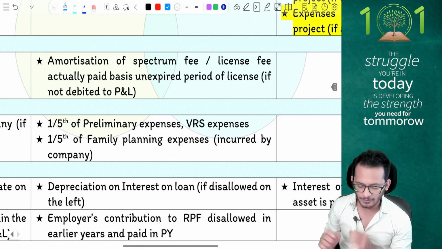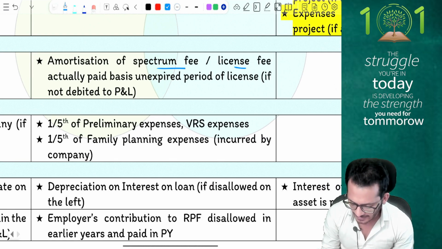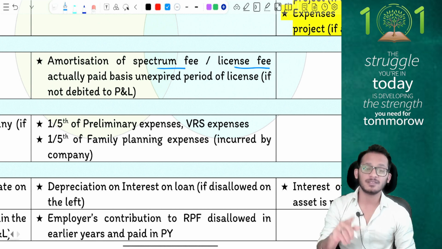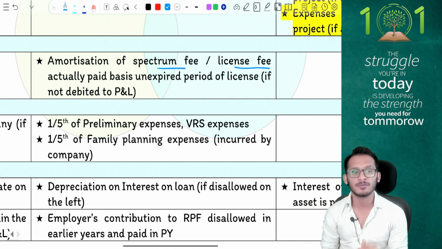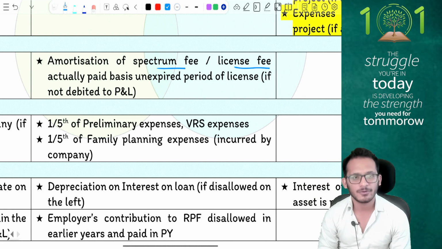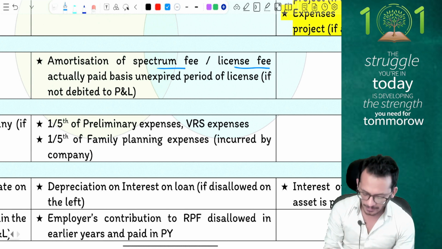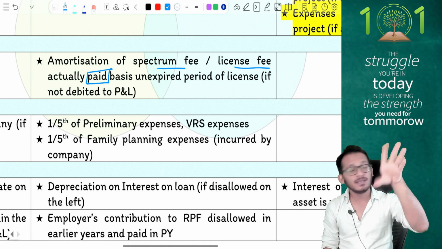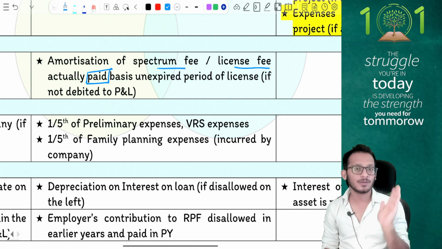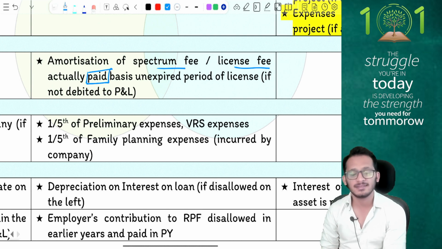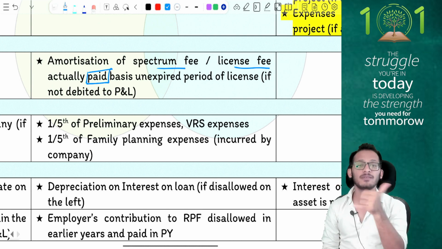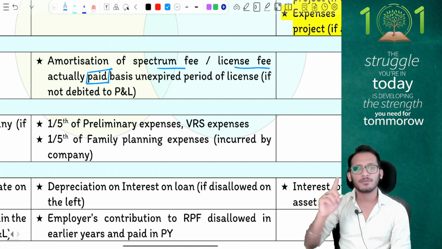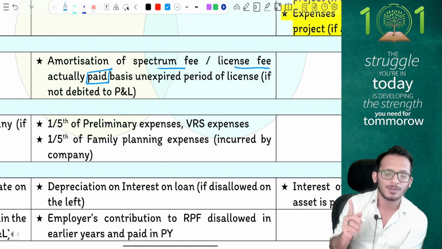This one says that if you have incurred any kind of spectrum fees or license fee, then whatever spectrum fees and license fee you have incurred can be claimed as a deduction over the unexpired life of the license. The one rule here is, people, you can only claim it after it is actually paid. So please pay it off. From the date on which you make the payment, you can claim the deduction over the unexpired period of the license. However, if the license is bought before the business has commenced, then in that case you will take it from the date of commencement of business for the unexpired period of the license. You can claim it as a deduction.